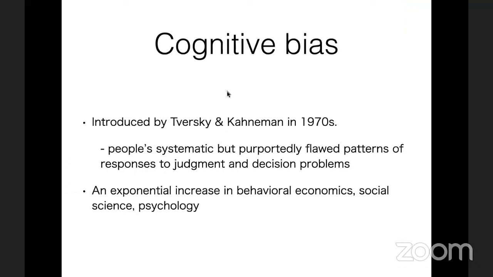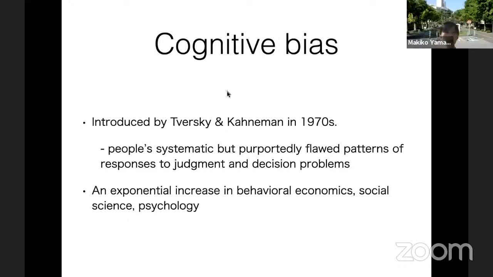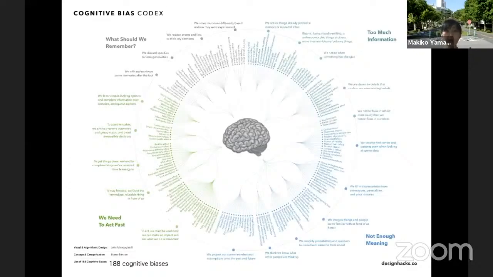Since then, there have been tremendous psychological, economic, and social science studies to reveal what type of cognitive bias humans have. And as a result, there are many cognitive biases in humans. It shows 188 biases here, so you cannot see what type of cognitive bias is present in this slide. This can be obtained on the website, so if you are interested, you can take a look at the website.